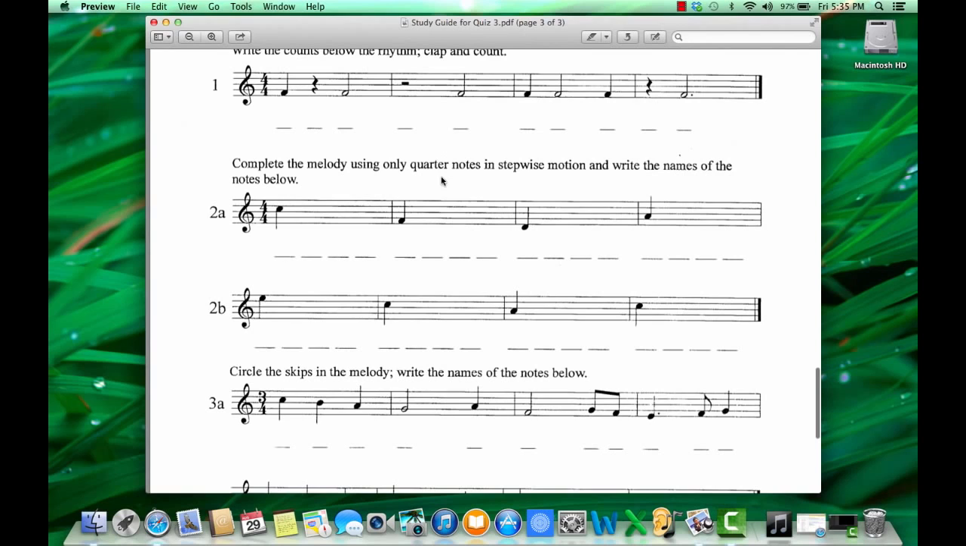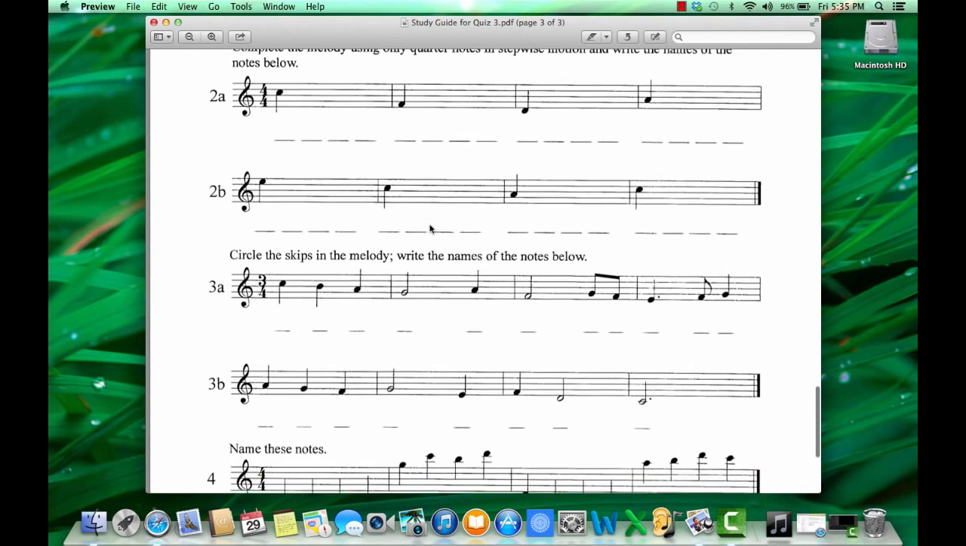Complete the melody using only quarter notes and stepwise motion, and write the names of the notes below. So, you write your own melody, you're composing already. Stepwise means moving in one direction without skipping notes. So, I would write C, B, A, G, and label them. Then F, G, A, B. So either move up or down without skipping notes and then label the notes below.